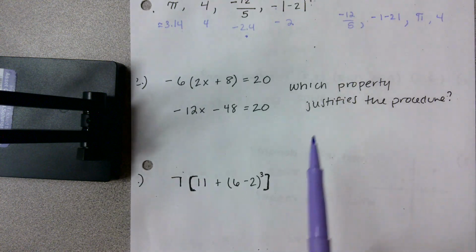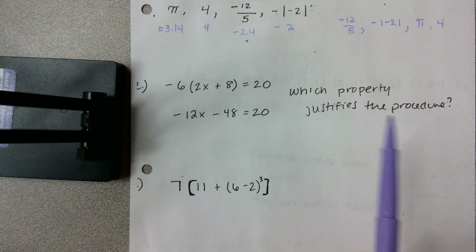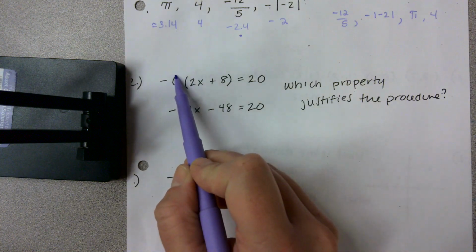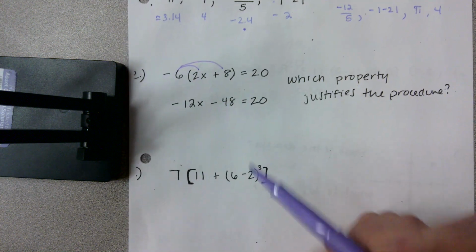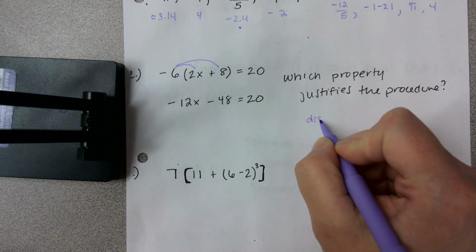All right, the second part says justify which property justifies a procedure. So we went from here to here. That is called the distributive property.